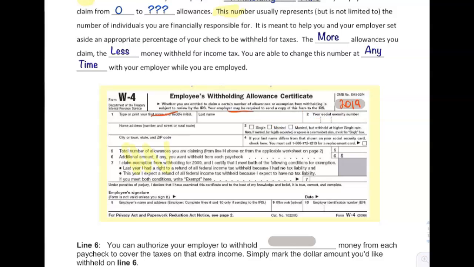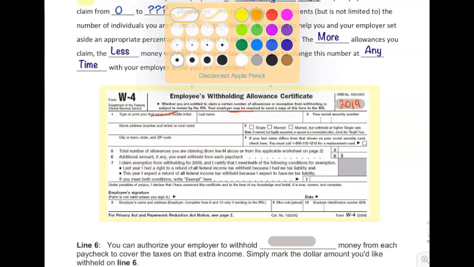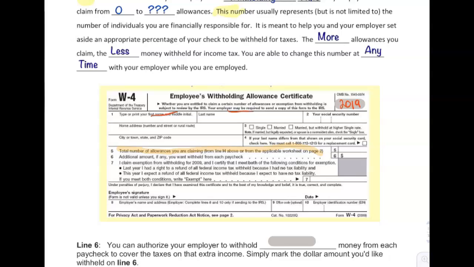And here's where the calculations really happen. Total number of allowances you're claiming. That's where you put one of these numbers here. That's where you could put 0 if you want to make sure to cover all your taxes. But if you did have multiple children you were taking care of, or even if you were single with one kid, and you start putting a number like 2 here, that means you're taking care of 2 people. So you're going to owe less in taxes.